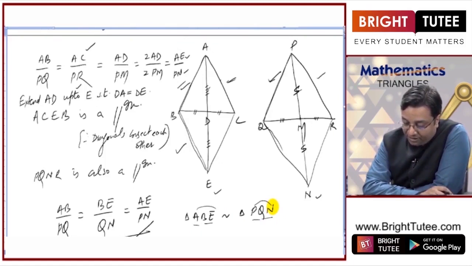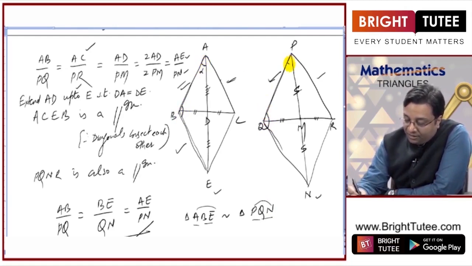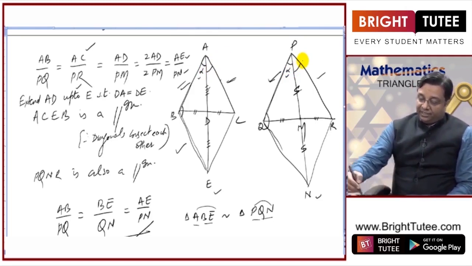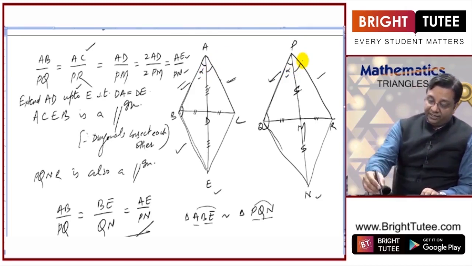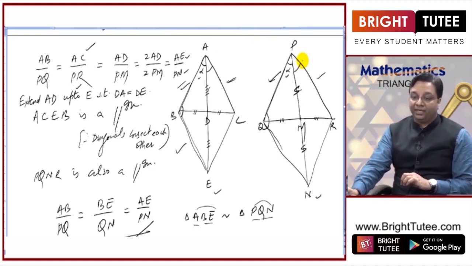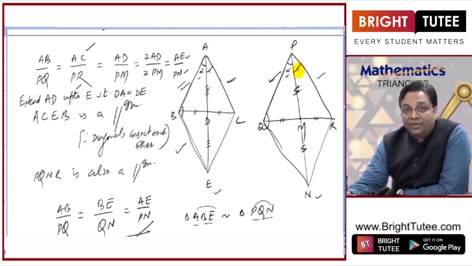And if these two triangles are similar, what can you say about these angles? This angle B will be equal to this angle Q. What can you say about this angle? If this angle is alpha, this angle will also be alpha. Right? So now, if this angle is equal to this angle here, what can you say about these two angles? The way we have proved triangle ABE and triangle PQN similar, we can use the same way and say that triangle ACE is similar to triangle PRN. And that way we can show that this angle will be equal to this angle here.